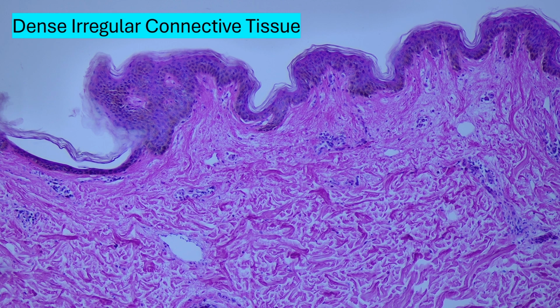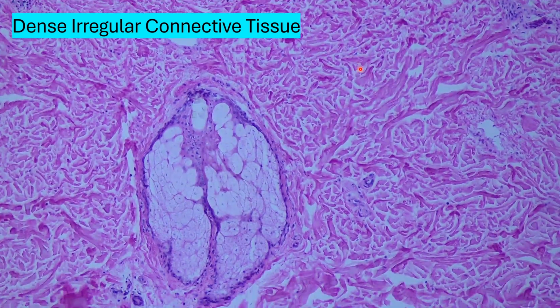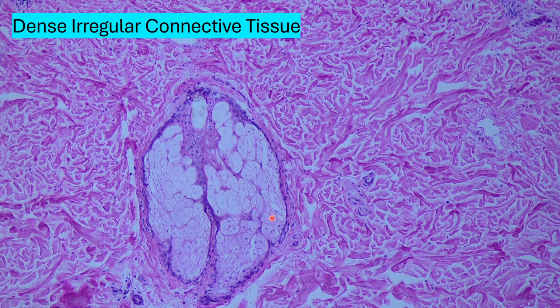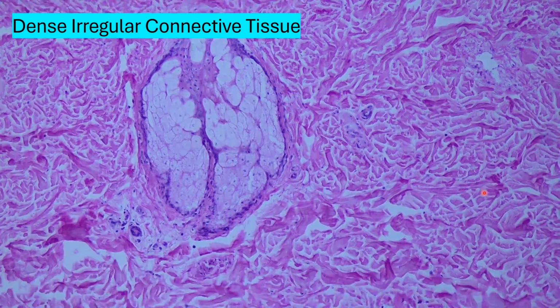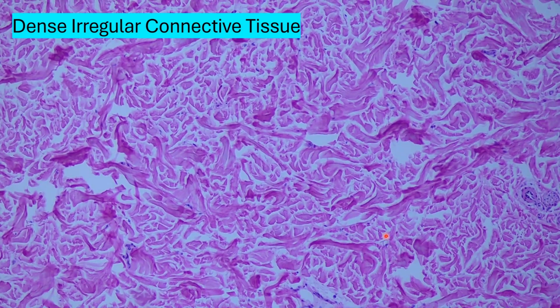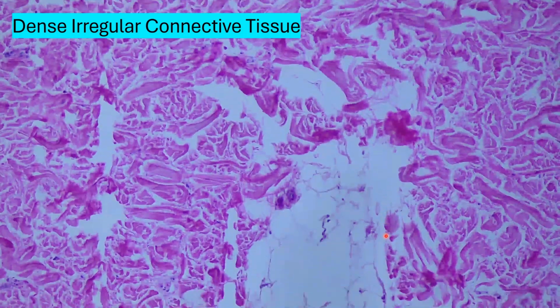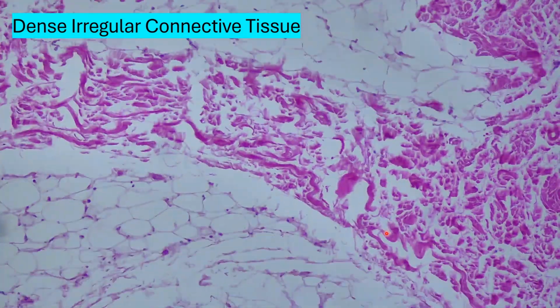Dense irregular connective tissue. So this is skin at 100 power. We see the epidermal lining right here containing epithelial tissues. Down in here, we're in the dermis. We can see some glands, some blood vessels, but for the most part, we're looking at this region right here, which is dense irregular connective tissue. There's a lot of different parts to it, but for the most part, it has this wavy-like appearance.